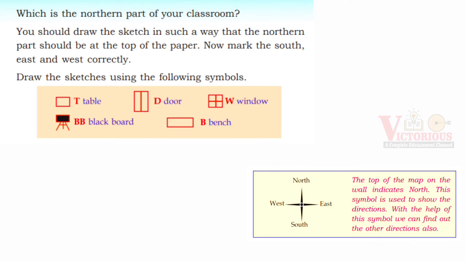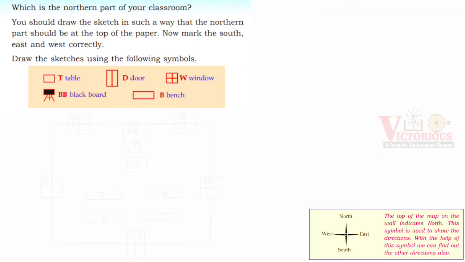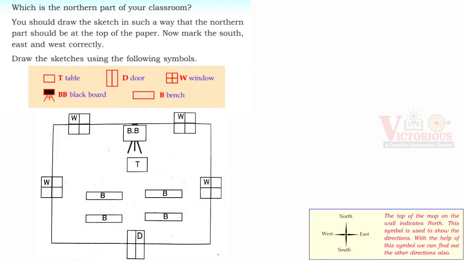Which is the northern part of your classroom? You should draw the sketch in a way that the northern part should be at the top of the paper. Now mark the south, east and west correctly. Draw the sketches using the following symbols. T for table, D for door, W for window, B for blackboard, then B for bench. Okay. So can you see a model here? So friends, you also draw the sketch of your school classroom or your room at home. Okay.